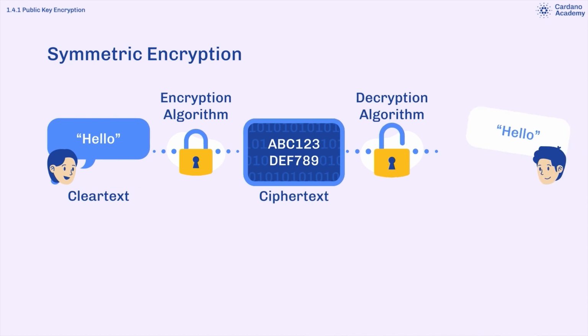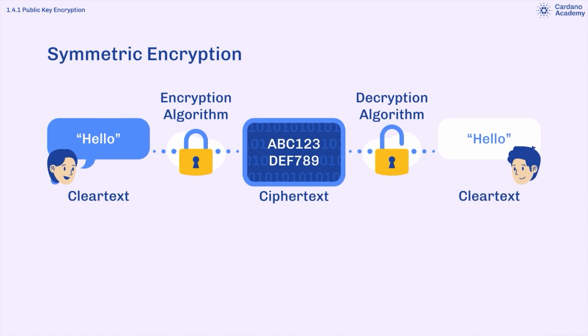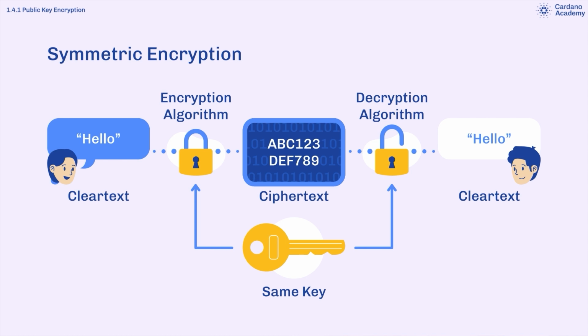Symmetric encryption algorithms take as parameters the clear text message and a key. The resulting ciphertext is sent to the receiver, where the original clear text message can be decrypted using the same key the sender used to encrypt the message.